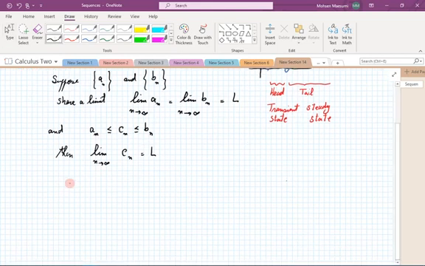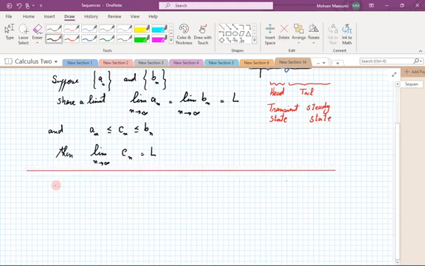Another example of this thing that comes up is in the context of monotonic sequences. So we have another concept here. Let me separate it from here. Another definition. Definition of monotonic.